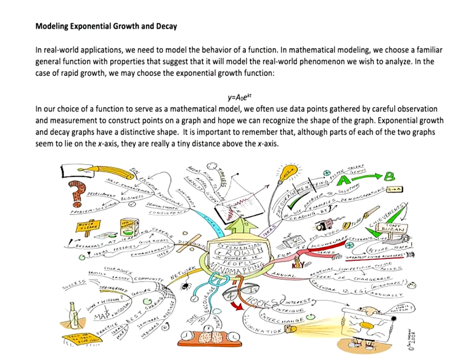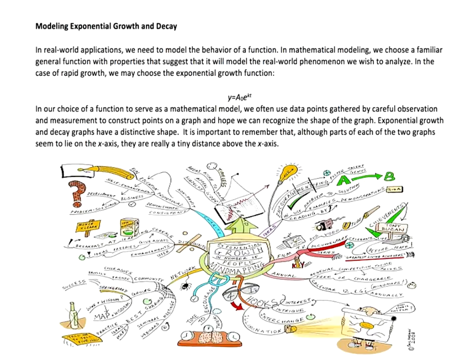So in the case of rapid growth, and actually rapid decay as well, we may choose this exponential growth or decay model. And our choice of functions to serve as a mathematical model, like I said, we often use data points gathered from observations. So this is real world data that we use in these circumstances. And then what we do is step back and say, okay, what kind of general shape can we think of that seems to fit this data? And then we take points from that and develop the mathematical model from there.